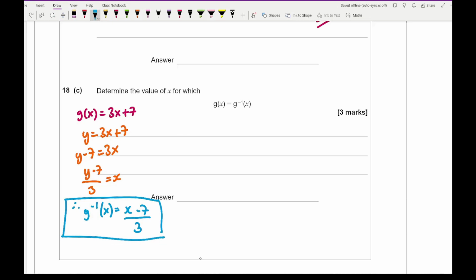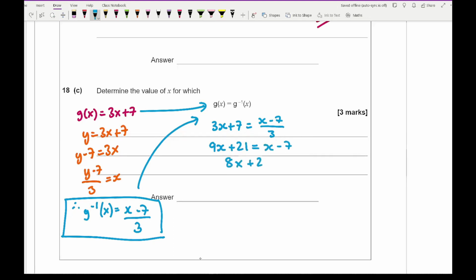So then substituting those two things into this, what you end up with is 3x plus 7 equals x minus 7 over 3. So then multiplying the left hand side by 3, I get 9x plus 21 equals x minus 7. I get 8x plus 21 equals minus 7. Then 8x equals minus 28. And then x equals minus 28 divided by 8, which gives me an answer of minus 3.5 or minus 7 over 2.